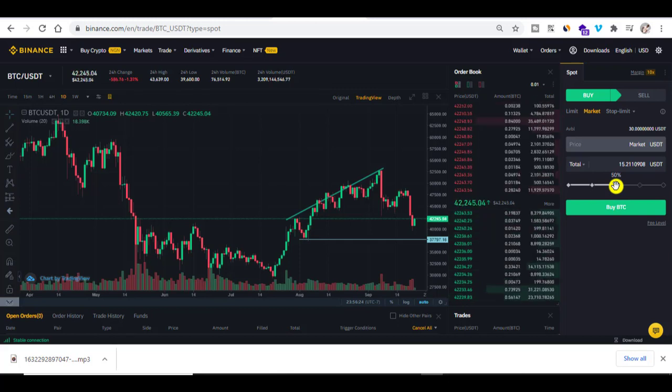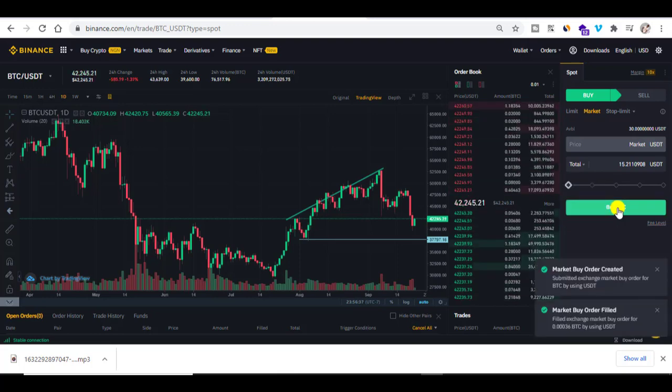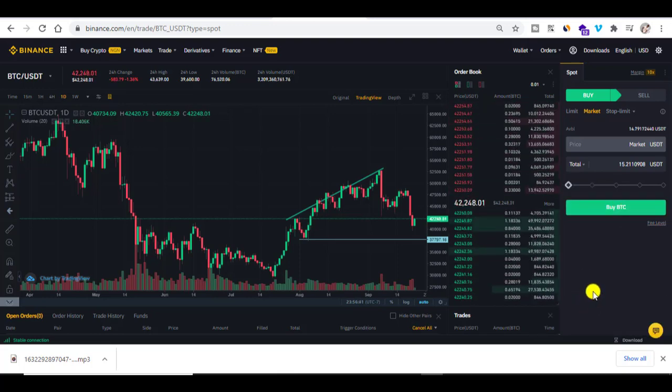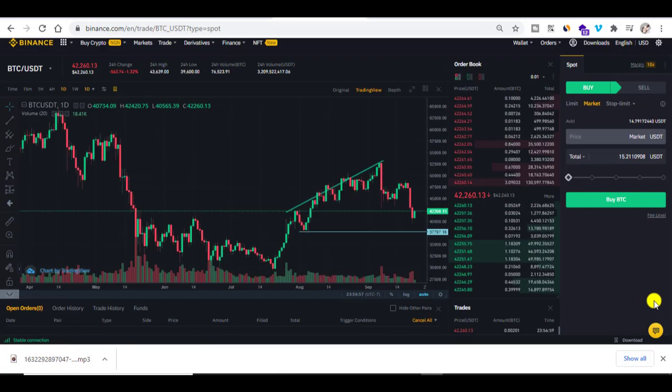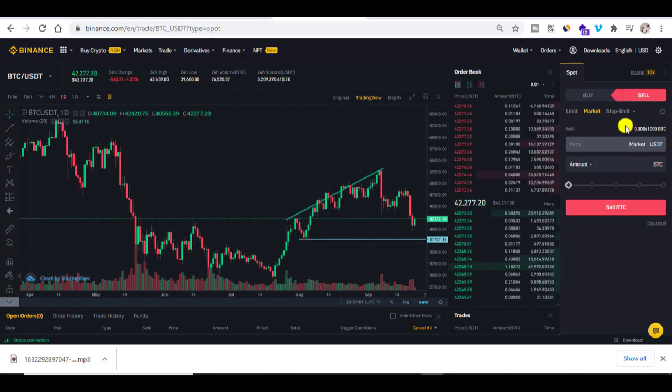Set it to 50%, for example, and this means that we're going to buy BTC at the current market price with half of our available tether, and simply by clicking buy BTC, as you can see, it's done and we've bought Bitcoin. And now, as you can see in the assets, we have Bitcoin available to sell because we now have BTC. If we go to the Sell tab, you can see that we have Bitcoin available to sell.